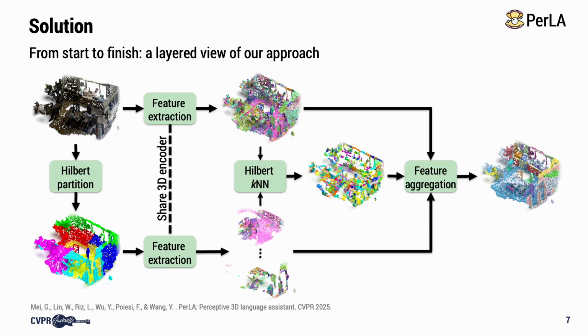We start by applying Hilbert-based partitioning to divide the point cloud into coherent local regions. For each region, we extract both global and local pointwise features using a shared encoder. Then we perform k-nearest neighbor search within each region to model local context. Finally, features from each region are aggregated through localized cross-attention and refined with GCN, producing a unified scene representation that is well aligned with language.